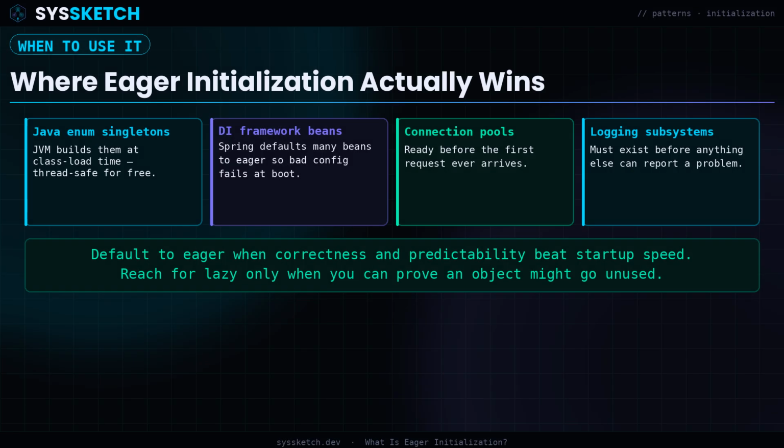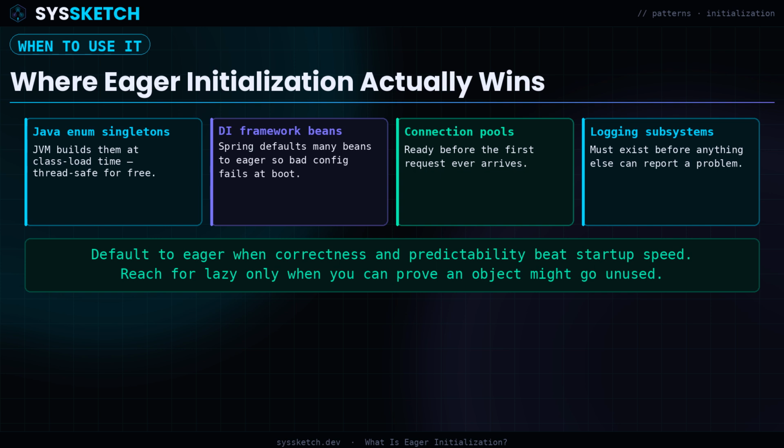You'll find eager initialization all over production systems that value predictability over conservation. Java's enum-based singletons are eager by design. The JVM constructs them at class load time, and that's exactly why they're thread-safe with 0 extra code. Dependency injection frameworks like Spring default many beans to eager creation specifically so a broken configuration fails the deployment, not a live user request. Connection pools, logging subsystems, and security context loaders are eager almost everywhere because a slow boot is a minor annoyance and a stalled first request is an incident.